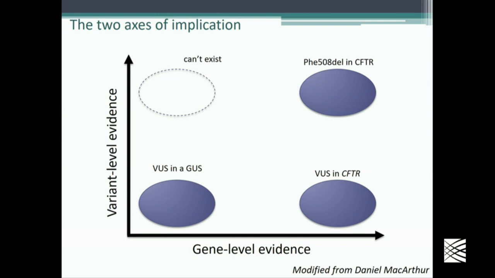This cannot exist. You cannot have a pathogenic variant in a gene for which you don't know its disease association, right? You can say that there's a null variant that might disrupt the protein, but you can't say it's pathogenic for disease if you've never implicated the gene in disease. So it's really important to establish the gene level strength of evidence before you go through the process of evaluating a variant.